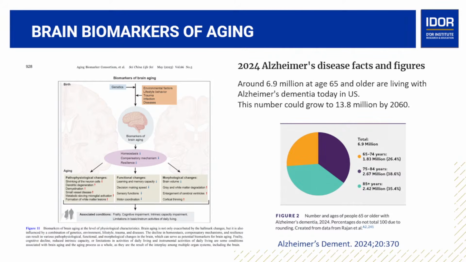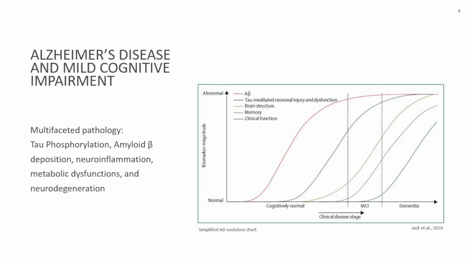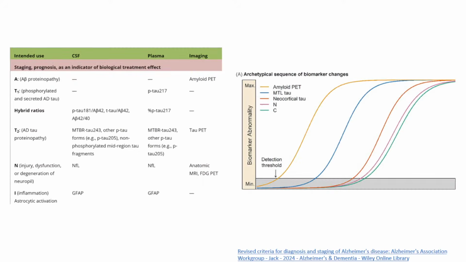And so this is a very commonly used figure. We know that the first biomarkers that we have are amyloid proteins, tau pathology, and then we have changes in neurodegeneration that happen later. And our main objective is always to try to identify this as soon as possible.